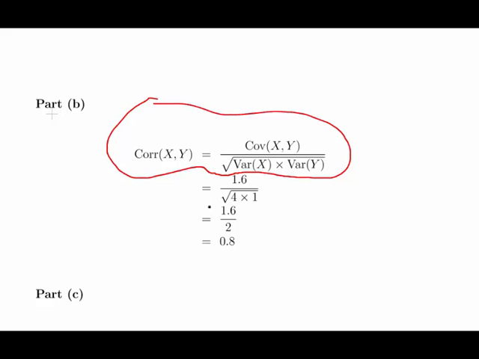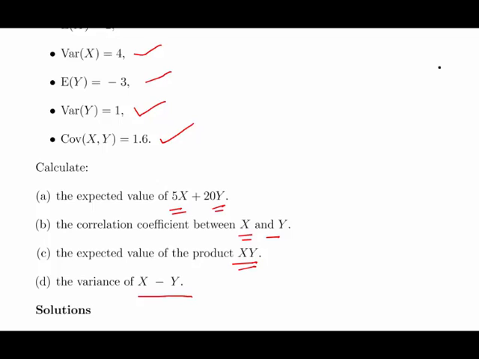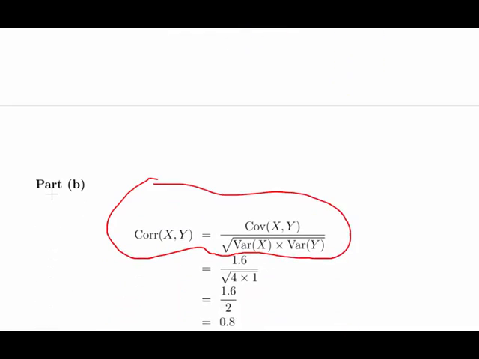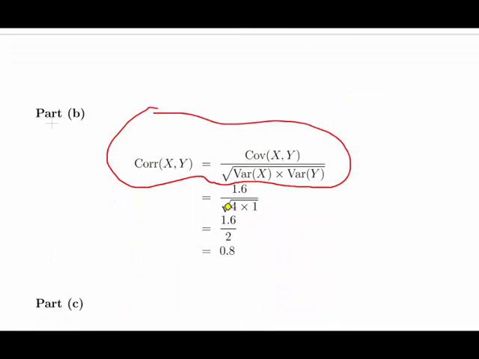Essentially what we're using there is all the terms that were given above, the covariances and the variances of x and y. This term here, that term there, is in the denominator, and the numerator is the covariance. So it is 1.6 divided by the square root of 4 times 1, which is 1.6 divided by 2, and that gives us an answer of 0.8.